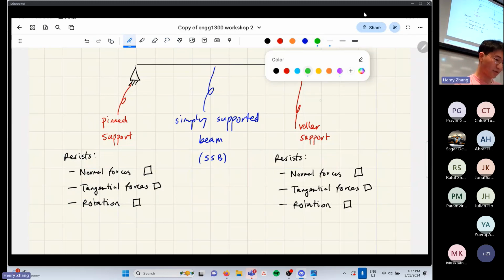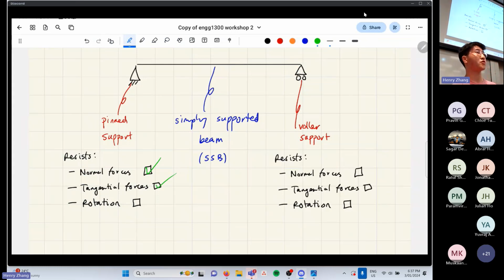Okay, so basically the pin support resists both normal and tangential forces, but it doesn't resist rotation, right? If you want it resisting rotation as well, it would have to be a fixed support, which is like the diving board example I was talking about earlier, right? But for a roller support, it only resists normal forces, okay? And it doesn't resist tangential forces or rotation.